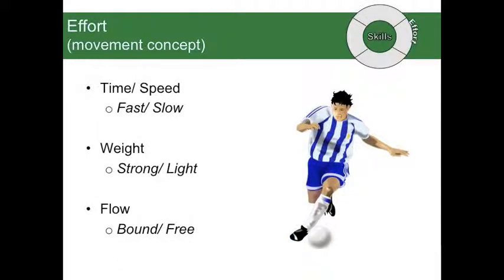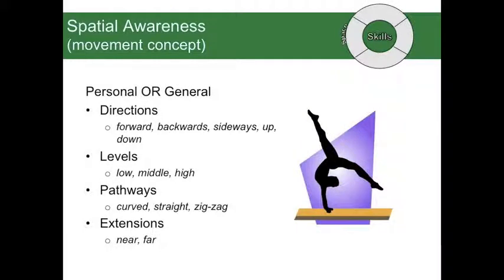Under effort qualities, if we take the object manipulation skill of kicking a soccer ball, we can break it down under weight and determine whether we require a strong or light kick based on the distance of our target. Under spatial awareness, if we take a stability skill of dynamic balance, we can break it down under directions as seen in the earlier video with ropes, and determine whether to move in a forwards or backwards direction.